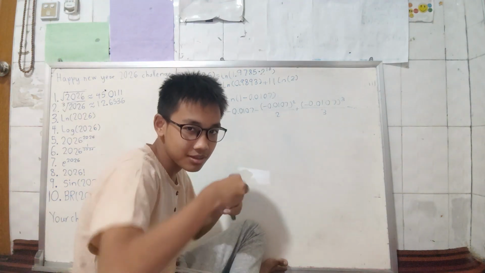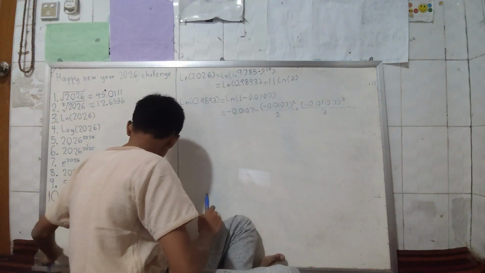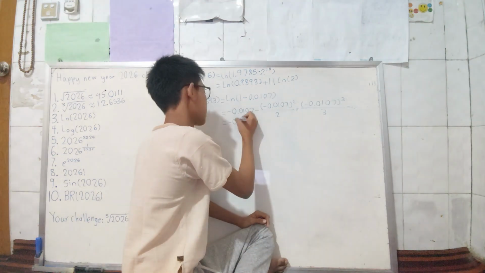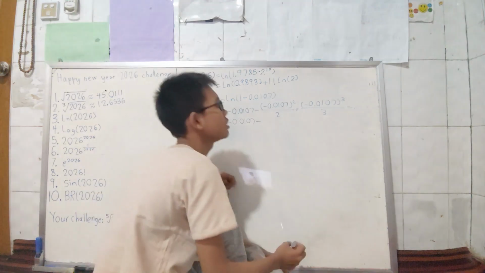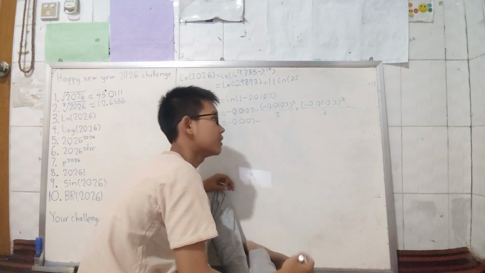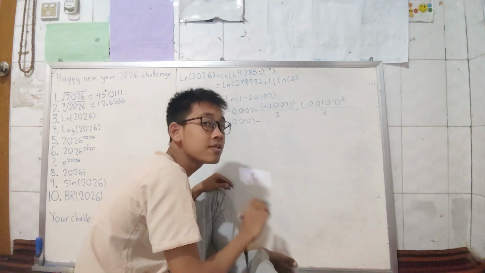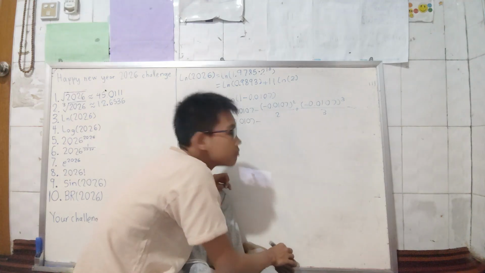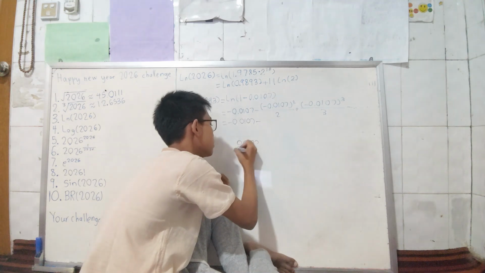So let's just see what's the one. So that's gonna be negative 0.0107. Oh, that's a little bit different. Negative 0.0107 is just the same as 0.0107 because a negative times a negative is positive. A positive times a positive is a positive. But a negative times a negative is also a positive too. So there's no difference.